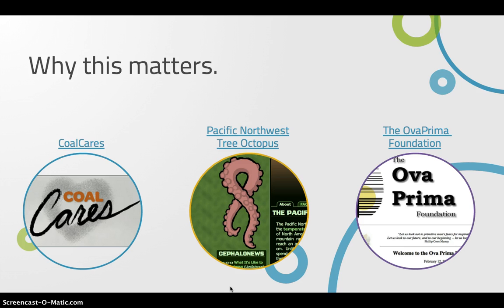If you've seen any of these three websites, Cold Cares, the Pacific Northwest Tree Octopus, or the Overprimer Foundation, these are all really well done examples of completely false, fake websites that are just put out there to try and get people to understand that not everything that you see online is the truth. Not everything is going to be the gospel. Obviously, there's no such thing as the Pacific Northwest Tree Octopus. So you can explore that website. They even have photos of this little creature in trees. To our students, it looks legitimate. It is not. Check these three out, and then you'll see why this really matters.